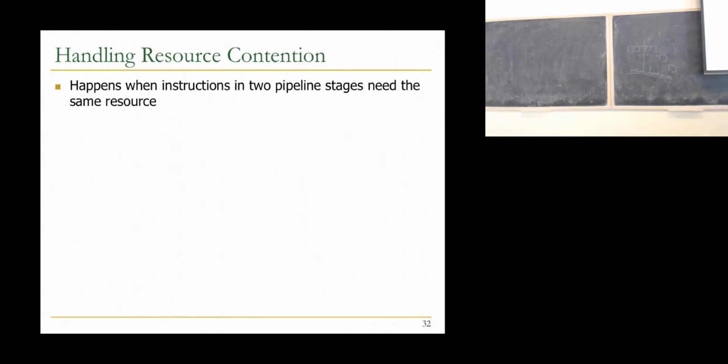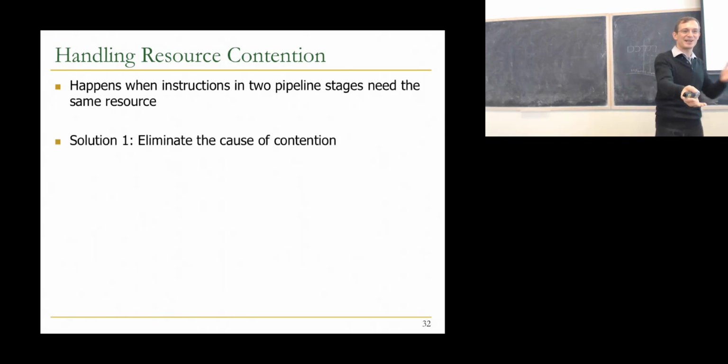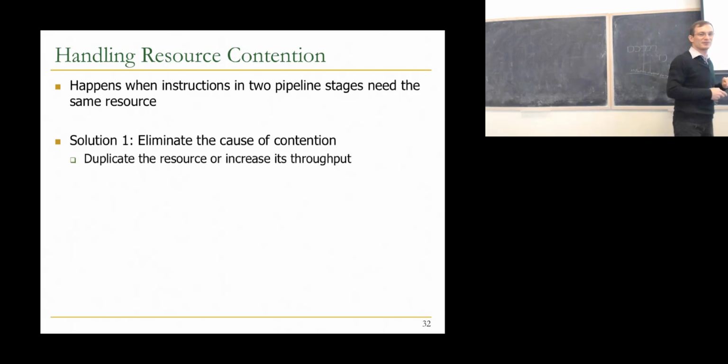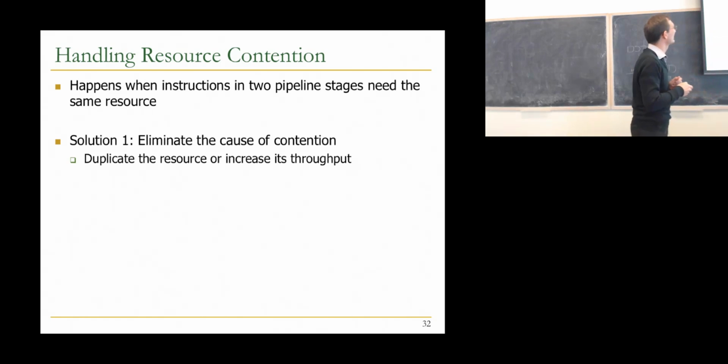Yes? I mean, this depends on your register file, but if you're reading the operands and you're potentially writing back the result. That's right, exactly. That depends on your register file, too. That could be if you have one read-write port to your register file, you can do only one. That's good. Well, solution one is eliminate the cause of contention, right? Basically, you have another adder in the fetch stage. That way, you break the resource dependence. You duplicate the resource or increase its throughput. In your case, for example, register file, you add one more port to the register file. One read port, one write port, and now you can do both in the same cycle.